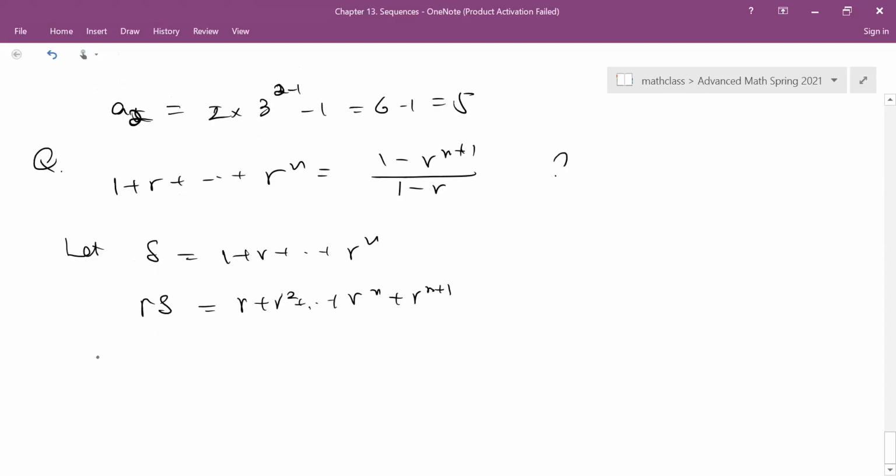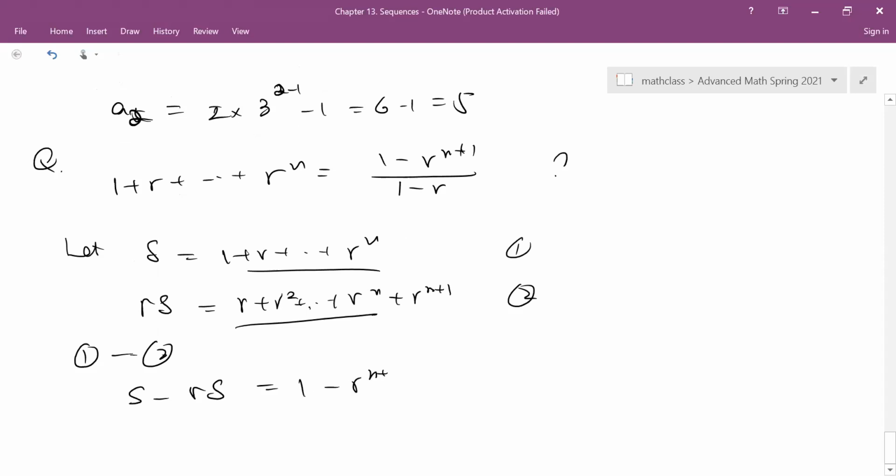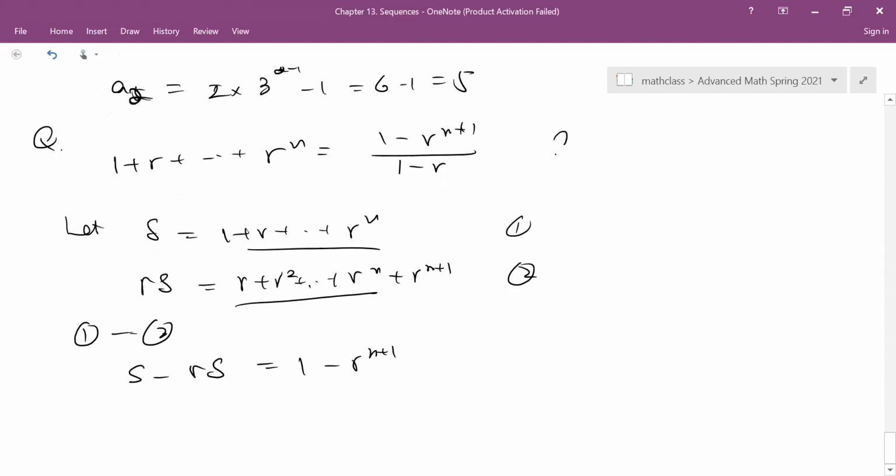Okay. So now you take the difference, equation 1 minus equation 2. Right? So s minus rs, and this part and that part will be gone. So it's 1 minus r to the n plus 1. So this will be 1 minus r times s equals 1 minus r to the n plus 1.